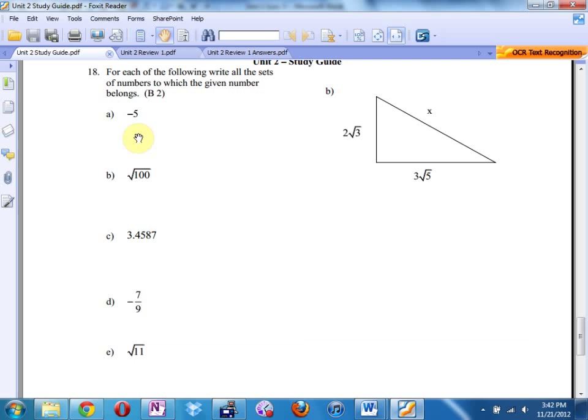B, what is the square root of 100? This is 10, which is a natural number, and that automatically means it's a whole number, and it's an integer, and it's rational, and it's real. Is that okay for the rest of that? Yep. I think most of what I asked is kind of multiple choice-y stuff.